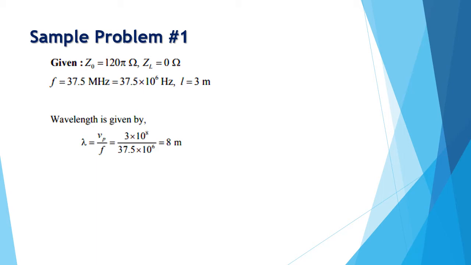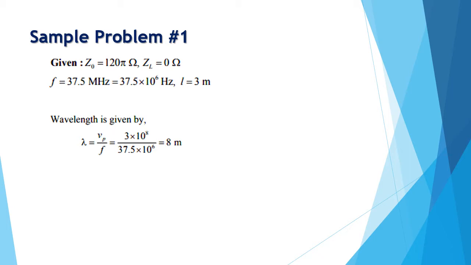To solve for the wavelength, it has the formula wavelength equals V sub P divided by F. V sub P is our velocity of propagation. It is equivalent to the speed of light, which is 3 times 10 raised to the 8, since there is no mention of the kind of medium of the transmission line. Our frequency is 37.5 times 10 raised to 6. So we solve for our lambda, our wavelength, and we have 8 meters.